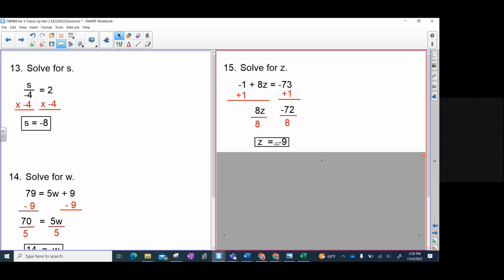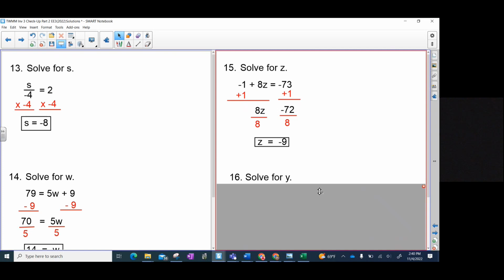You go back and plug this in for the z up here. You get -1 plus 8 times -9, which is plus -72. -1 plus -72 would indeed get you -73. You don't have to make it real official, but it's not that hard to plug that back in and check.